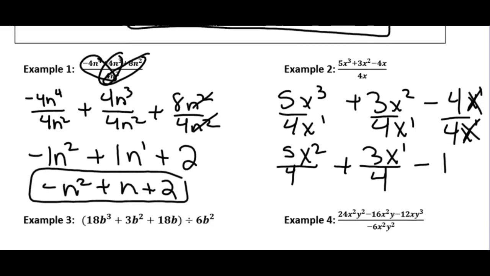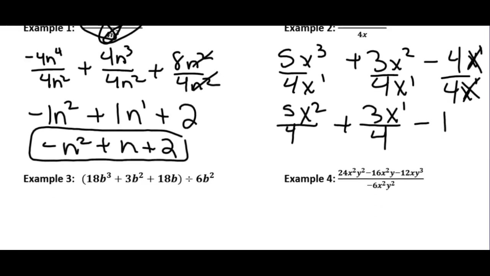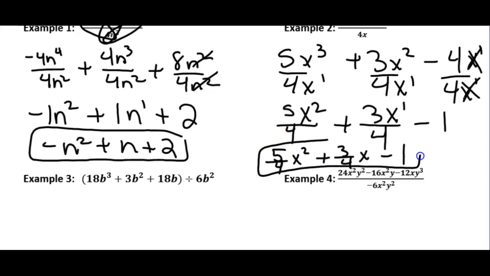Now, it's possible to write this slightly different, or if this was a multiple choice test, it would just show the 5/4 x squared, because 5/4 is a coefficient of x squared, plus 3/4 x minus 1. And I can do that when the variable is on top, not when it's on the bottom.